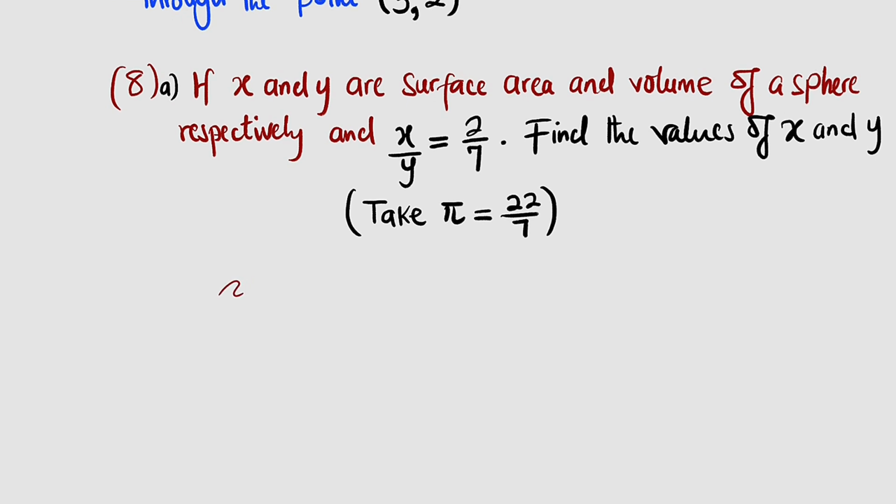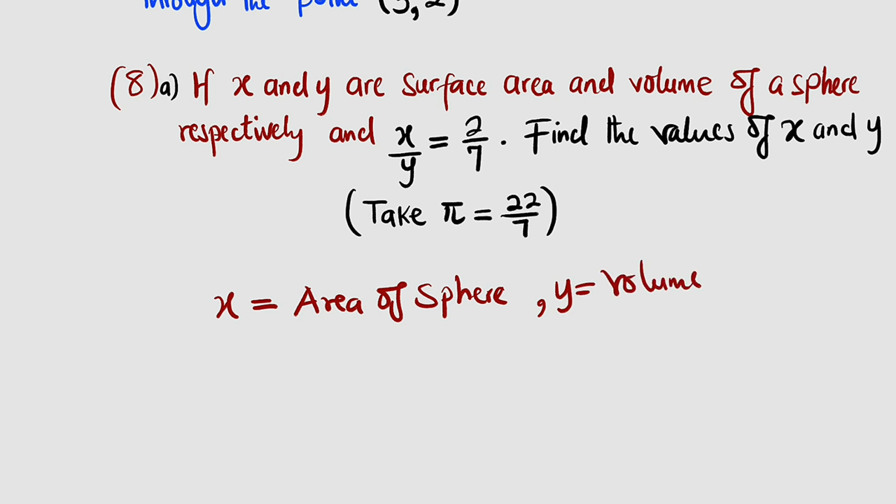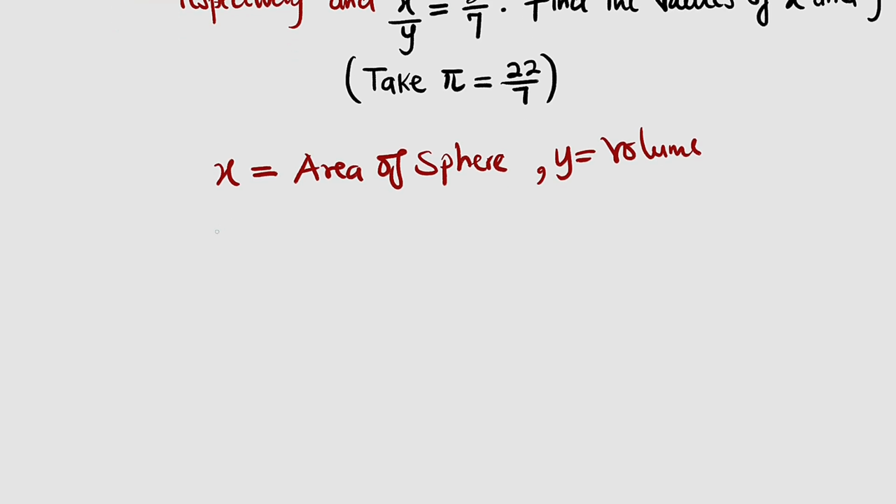All right, the question said x is what? The surface area. So let me say it is equal to the area of the sphere, while y is the volume. Okay, so what is the area? x equal to 4 pi r squared. This is the formula used to find the area of the sphere. Then y will be equal to the volume. We use 4 divided by 3 pi r to the third power. So these are the values.